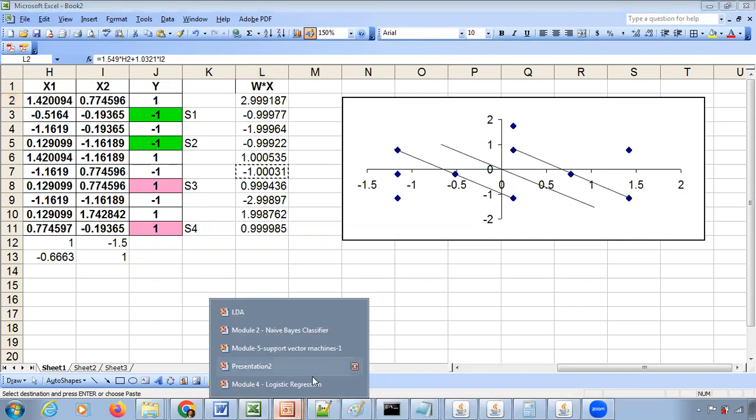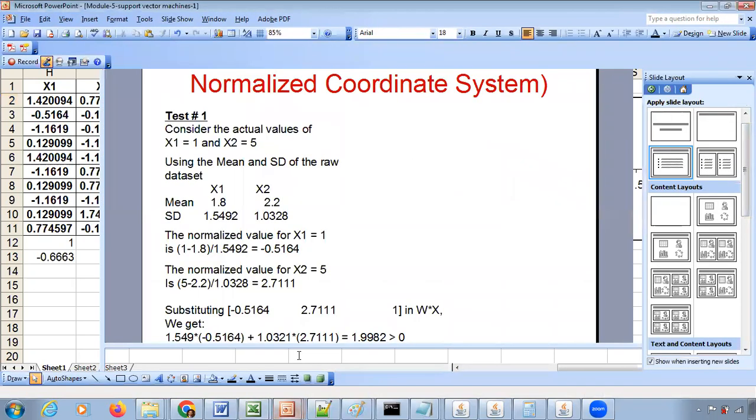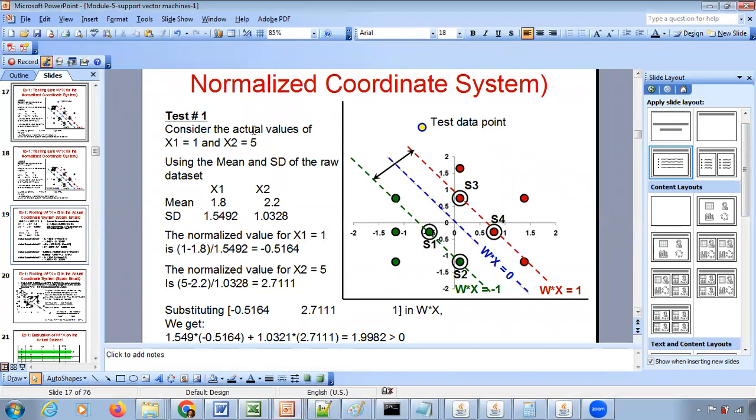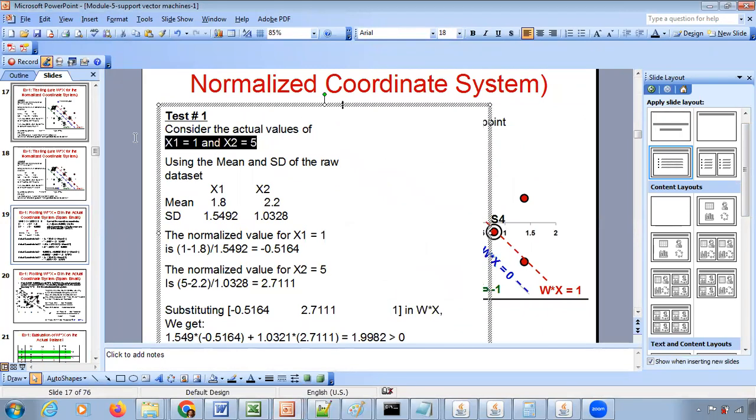Beyond that, we could test for any other test case that is not part of the data set. So I'm showing here a couple of such testing cases. So let's say x1 equals 1 and x2 equals 5. Again, this is now the raw data set. Raw value of x1 is 1 and raw value of x2 is 5.